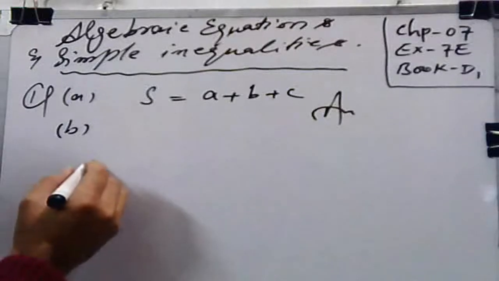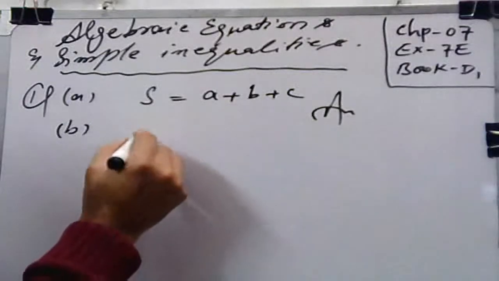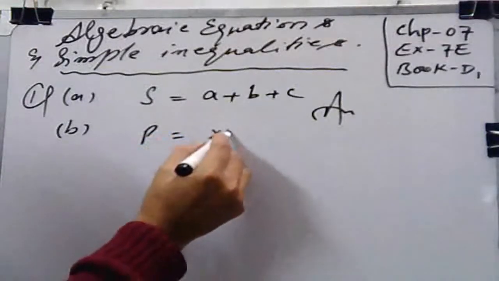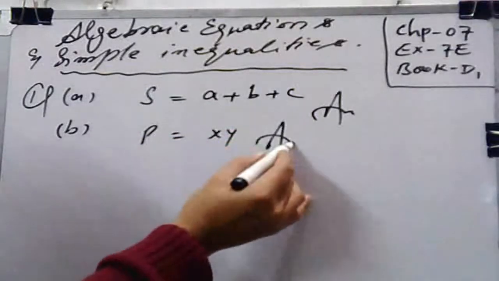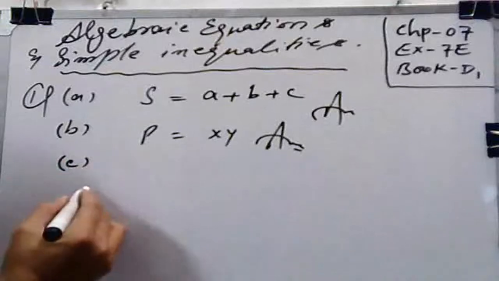Now in B part, the product of two numbers X and Y. When there is no sign in between, it means both the terms are multiplying with each other, so that is your result.